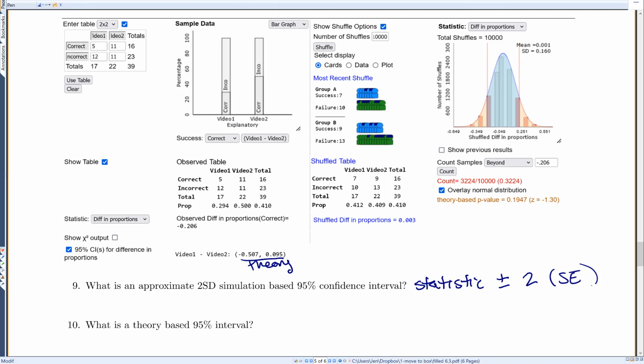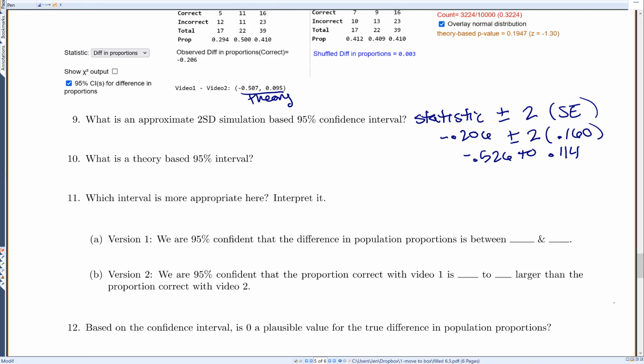So our statistic is negative 0.206 plus or minus 2 times the standard error, which we just read as the standard deviation here on my output, 0.160. So we'll do negative 0.206 minus 2 times 0.16. Gives me negative 0.526 to 0.114. Let's see, what is our theory-based 95% interval? That's just our negative 0.507 to 0.095.